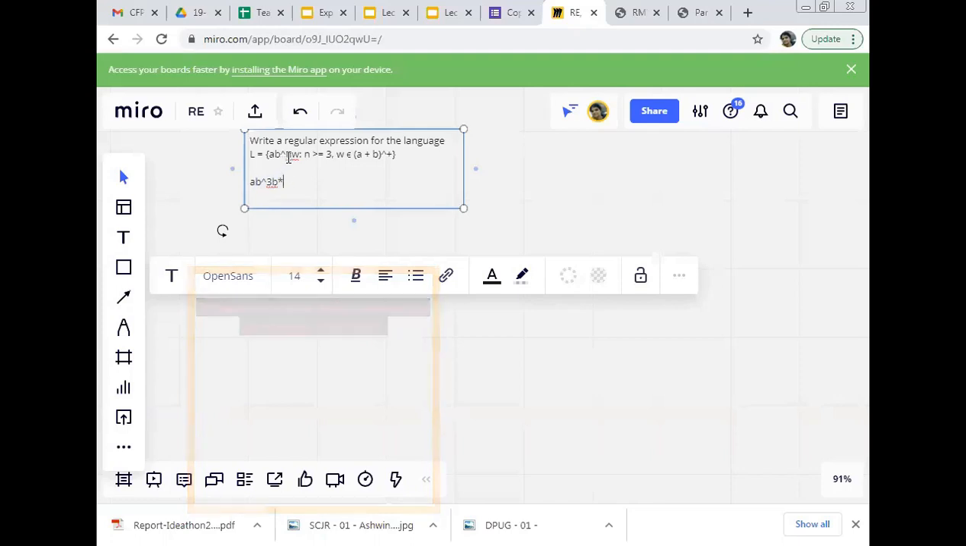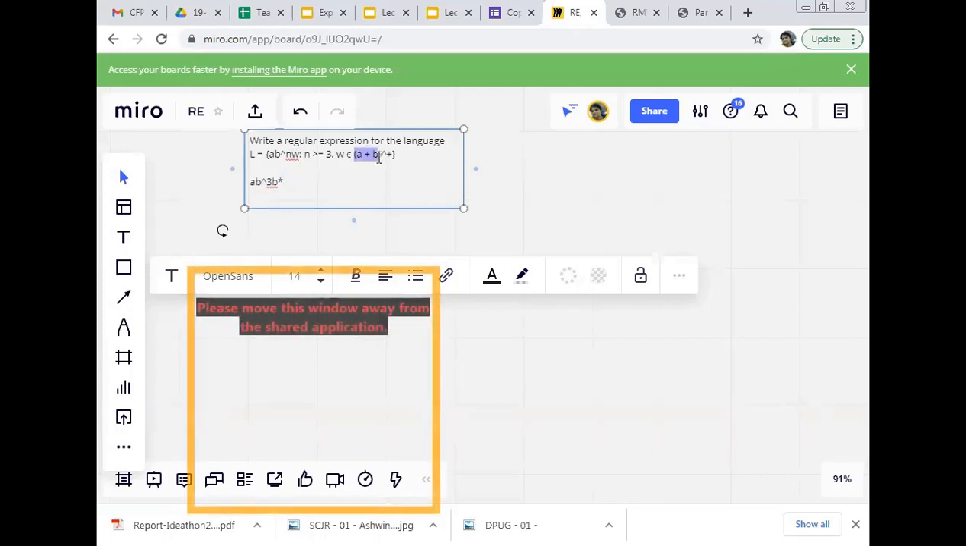After that, what they say? You have a w which is repeating. It is any combination of a and b repeating one or more times. So it is (a or b) raised to plus.